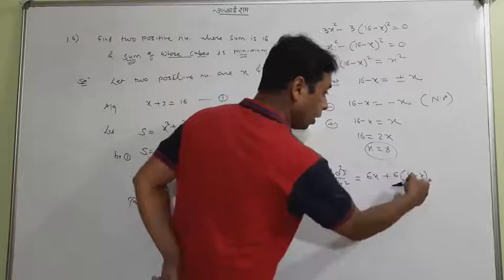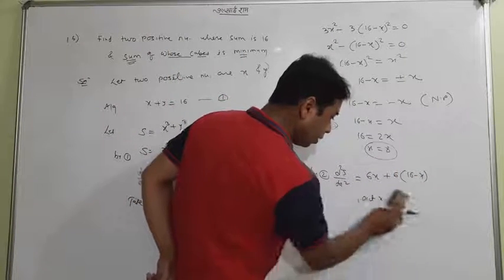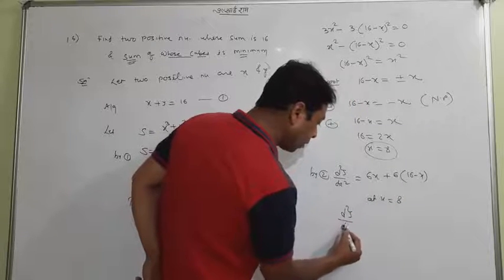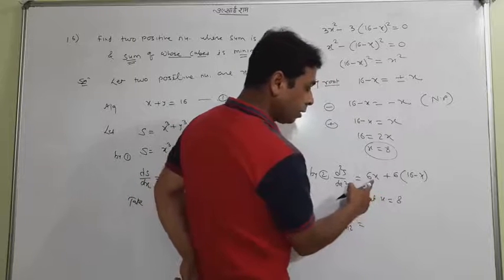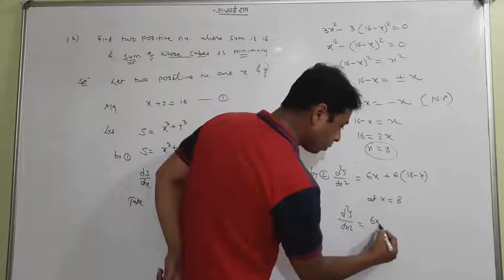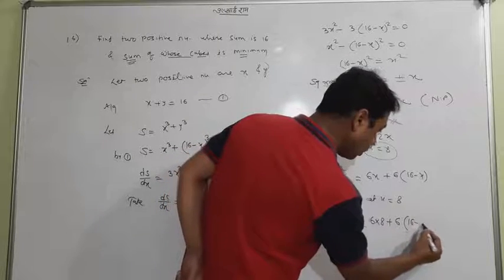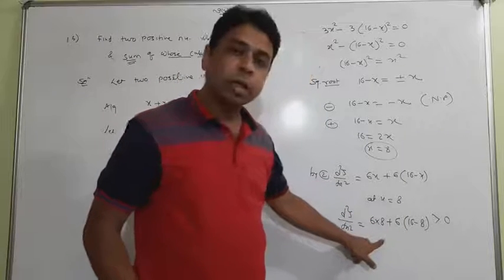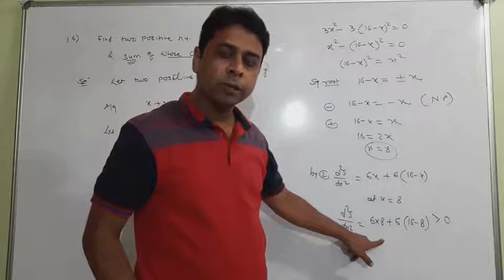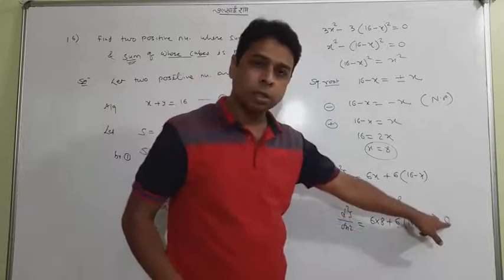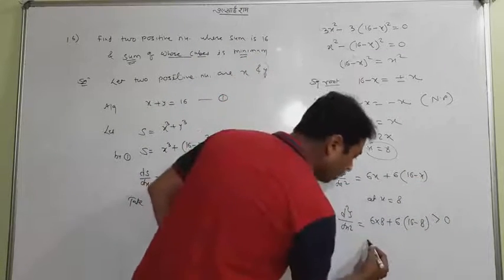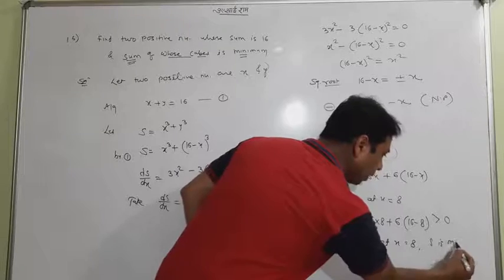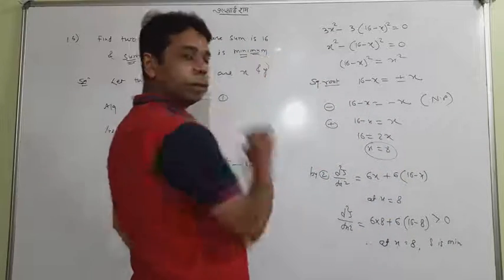Now put 8 here at x equal to 8. What will be the sign of d square S by dx square? Look at 8 into 6, 16 minus 8. Whatever the value, it is positive. You can understand. The answer is not necessary to find out, students. If you can identify its sign early, you can use the sign and go ahead. Okay. Therefore, at x equal to 8, S is minimum, which is the thing we wanted.